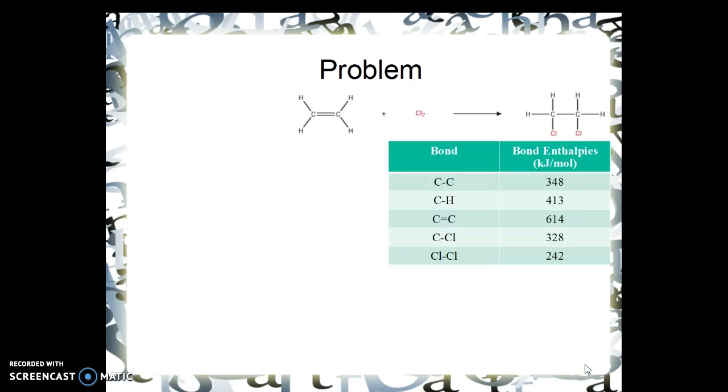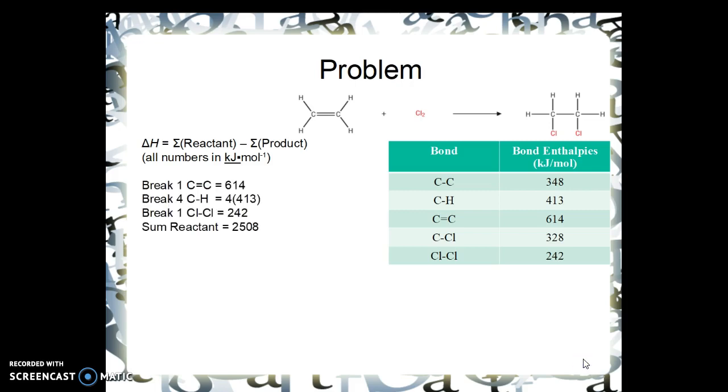Here is the way we solve the problem. We're first going to say that the delta H is the sum of reactant bond energies minus the sum of product bond energies, or enthalpies. So we break a carbon-to-carbon double, and that's 614. We break 4 carbon-hydrogens, 4 times 413. We break 1 chlorine-chlorine at 242. We then add all these numbers together and we get 2508 kilojoules per mole.